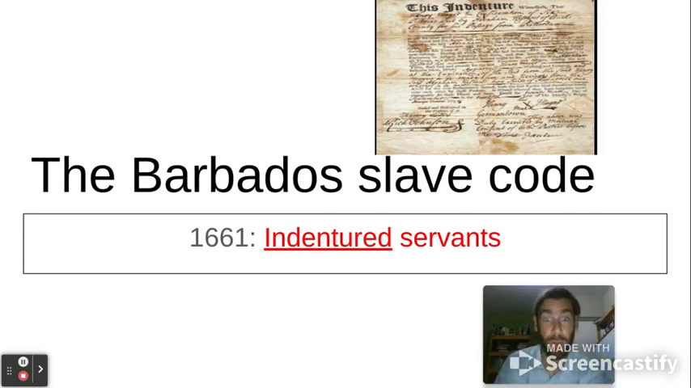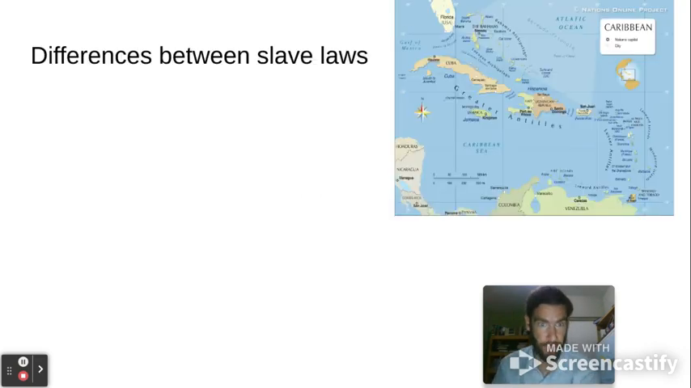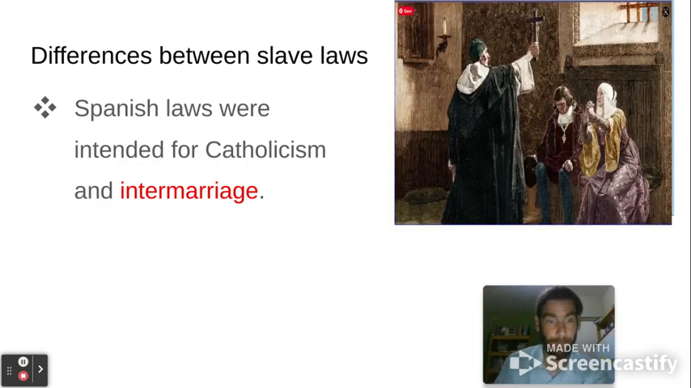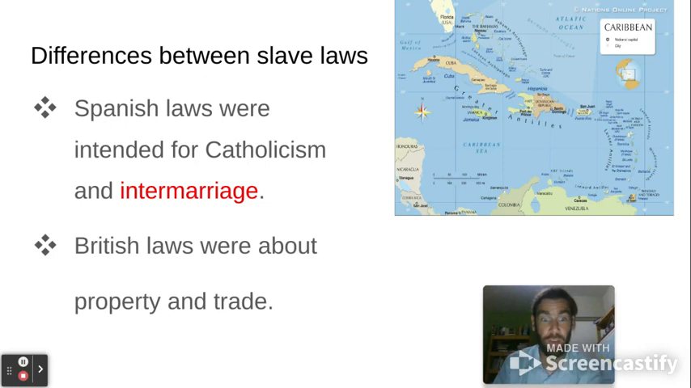Yeah. And we had the Barbados slave code for this. What were the main differences between slave laws, if we look at them? First, the Spanish laws, the siete partidas, were meant for the Catholic faith that they had to have, and intermarriage, that we can see here. Second, the British laws were about different things, namely about property and about trade, about the commercial activities that the slaves could or could not do outside of the British laws.